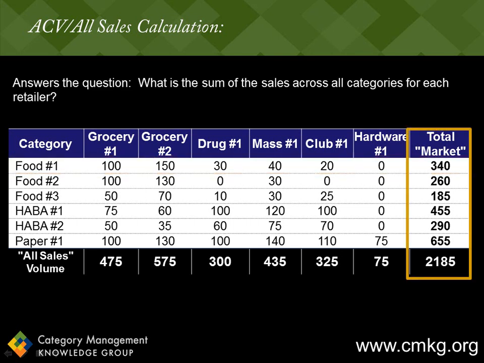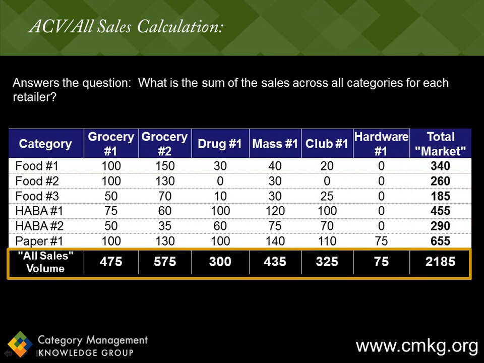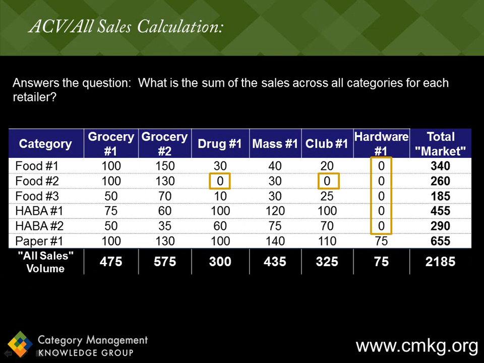There's a total market volume for each category on the far right-hand side. So the total food number 1 category sold $340 in the market. And then we have the all sales volume for each retailer on the bottom. So grocery number 1 retailer sold an all sales volume, or ACV volume, of $475. Remember, this is just an example, so I'm showing a much smaller number of categories and retailers just for simplicity. If you look across the retailers, you can see that for the drug, club, and hardware retailers, they don't compete in all of the categories that the grocery retailers do. And it's really important that you note that.